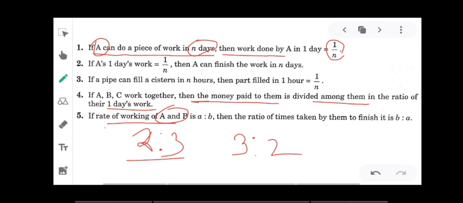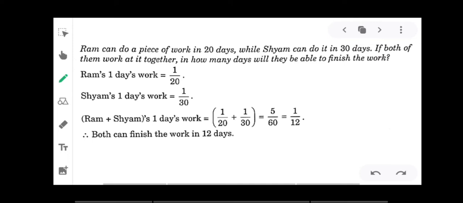Okay, so now we'll solve some questions. Ram can do a piece of work in 20 days, while Shyam can do it in 30 days. If both of them work together, in how many days will they be able to finish the work? So if Ram can finish the work in 20 days, then n equals 20.